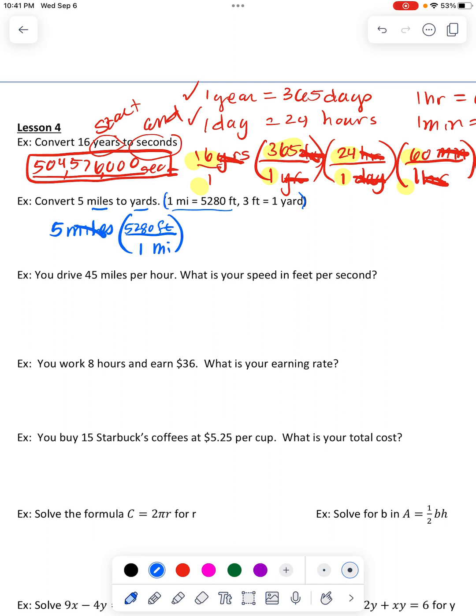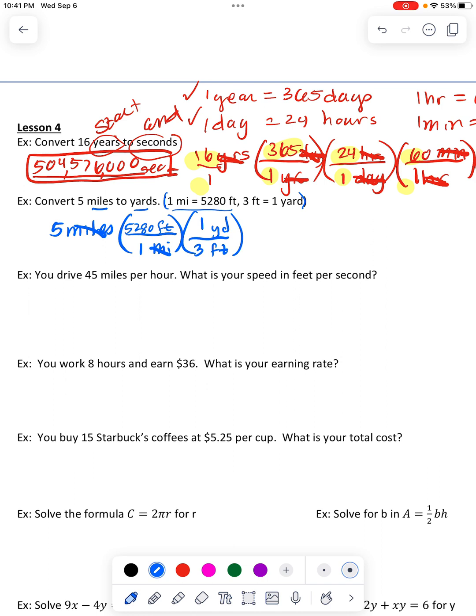Now the miles cancel, not the numbers, just the label. I'm trying to get to yards. I have feet on the top, so I need feet on the bottom. The relationship between feet and yards is that 1 yard is 3 feet.